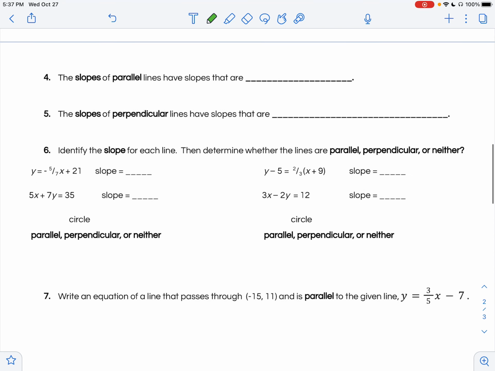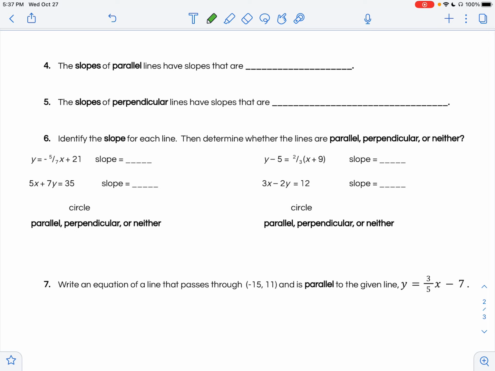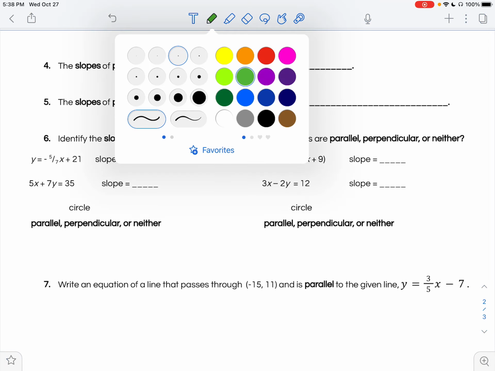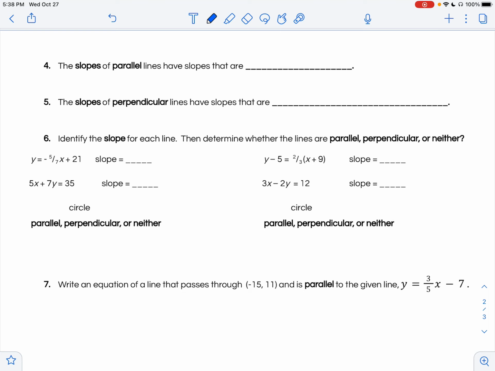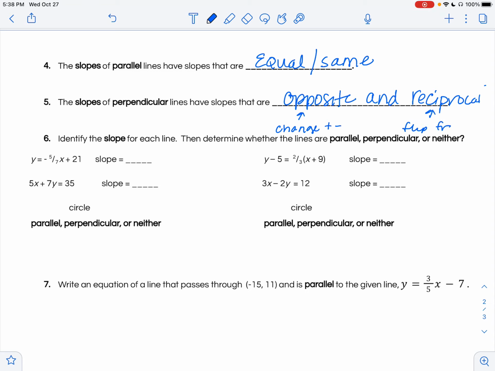So next is parallel and perpendicular lines. And so we wrote these in our notes and we talked about the slopes of parallel lines. They have slopes that are the same. They are equal or the same, however you want to say it. Okay? And perpendicular lines have slopes that are opposite and reciprocal. So we flip the sign. This means change the positive and negative sign to the other one, and reciprocal means flip the fraction.